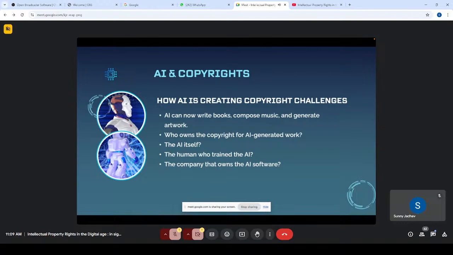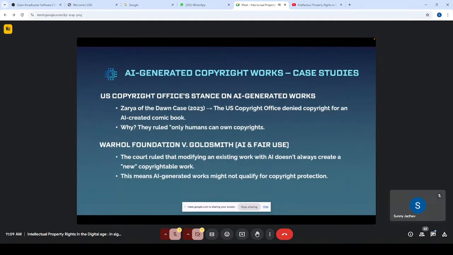Same thing with AI and copyrights: AI can now write books, compose music, and generate artwork. But who owns the copyright for generated work? The AI itself, the creator, or the company? Then there is the Zarya of the Dawn case. In 2023, it was filed in the US Copyright Office, and the Copyright Office denied the copyright for an AI-created comic book. They said the entire comic book was generated by the AI system, so there was no human intervention.